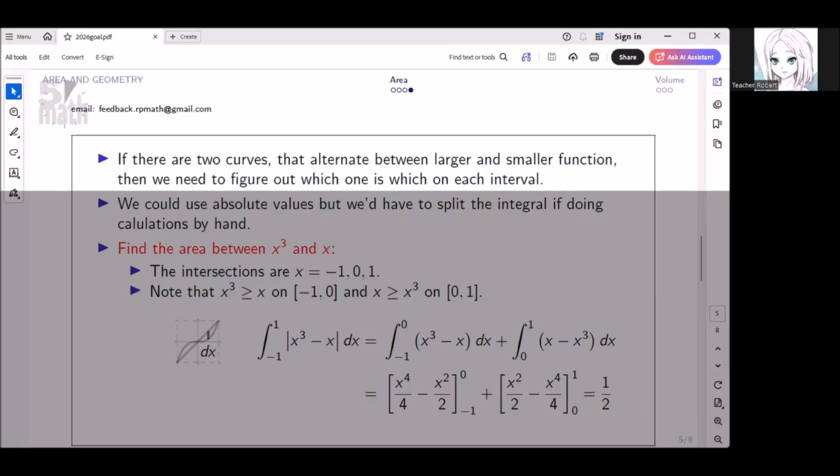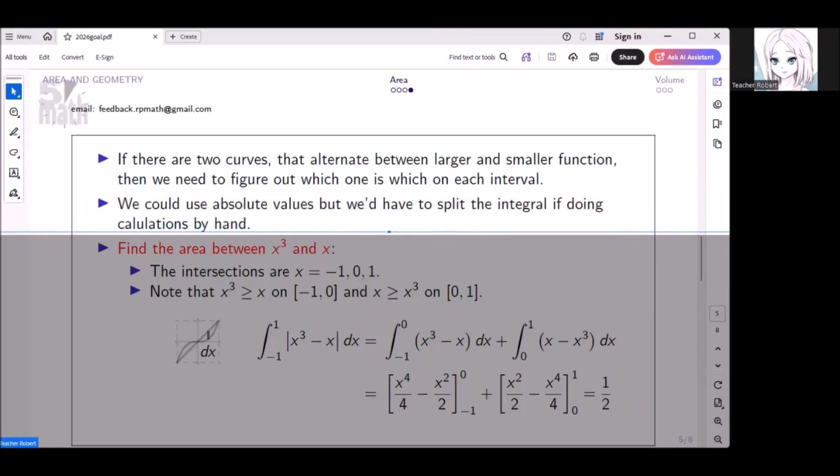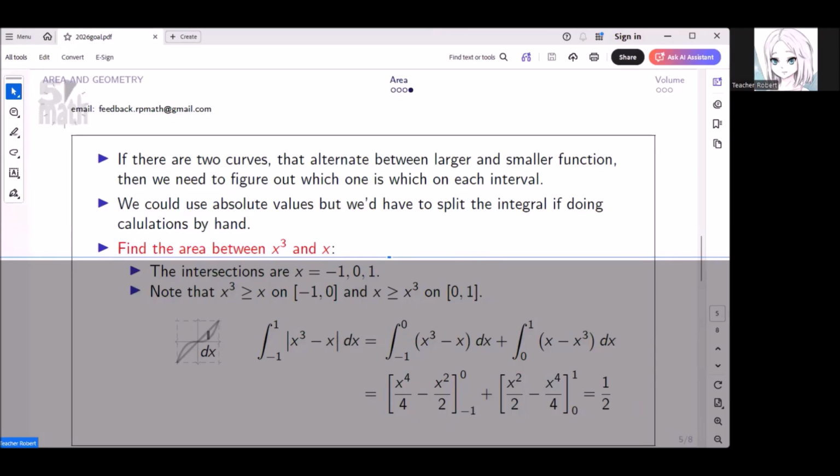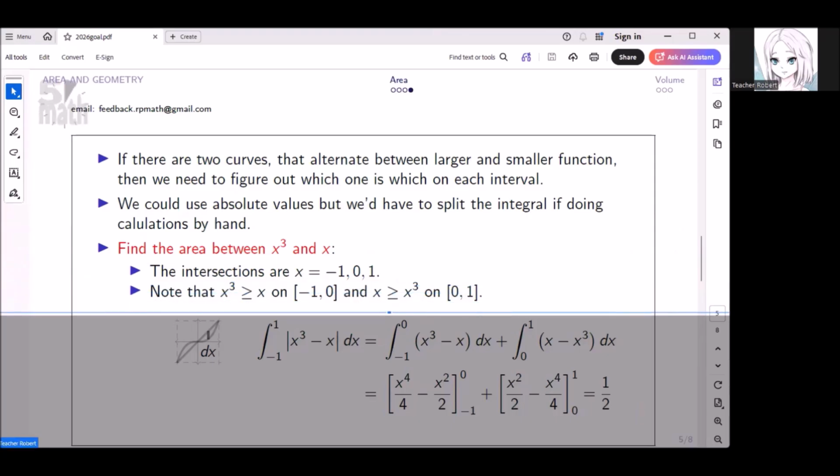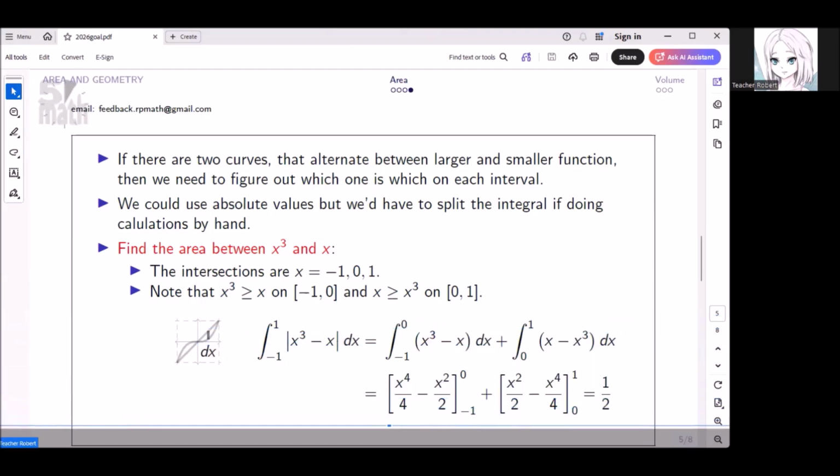If there are two curves that alternate between larger and smaller function, then we need to figure out which one is which on each interval. We could use absolute values, but we'd have to split the integral if doing calculations by hand. Find the area between x cubed and x. The intersections are x equals -1, 0, 1. Note that x cubed is greater than or equal to x on -1 to 0, and x is greater than or equal to x cubed on 0 to 1. We have the following, which equals half.